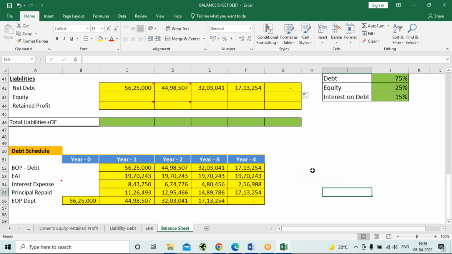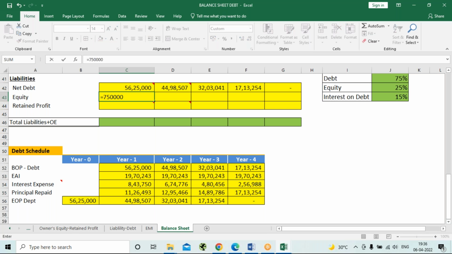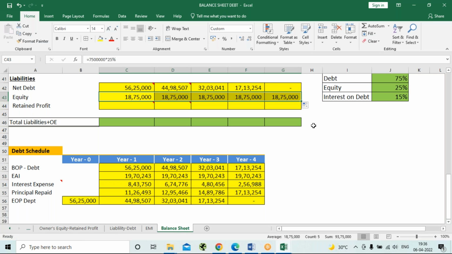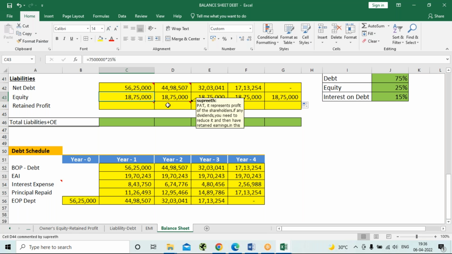The net debt value. So what will be the equity value? Equity value will be equals to 25%, and this remains the same for all the years. Okay, so I hope you have got a clear idea that the equity value will be the same for all the periods. So now the next one is retained profit.